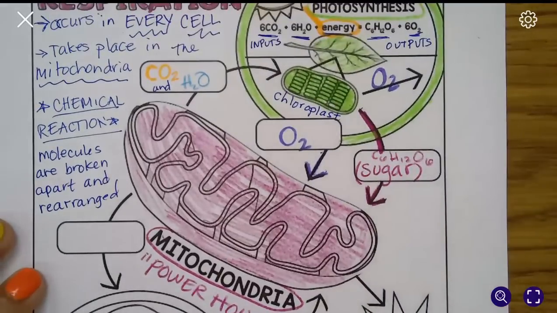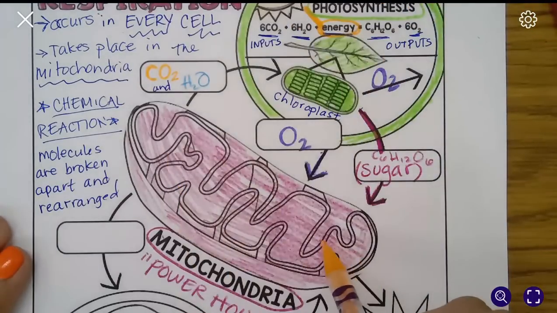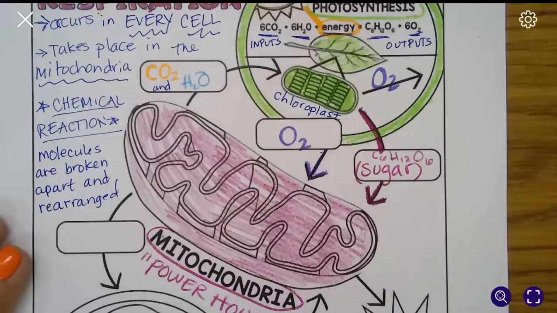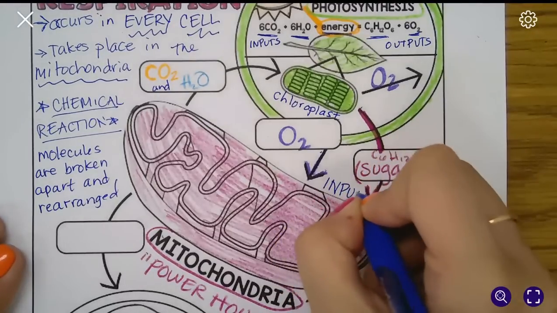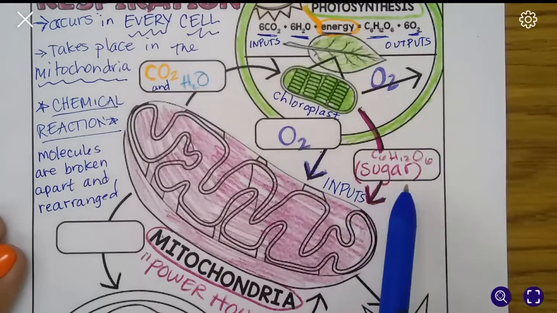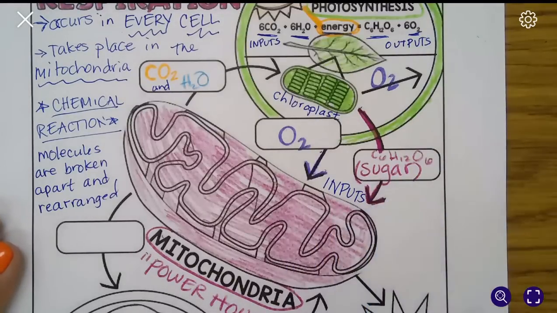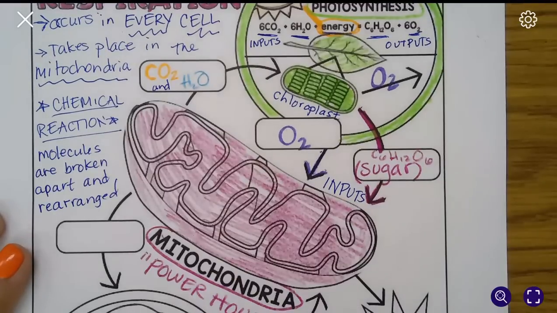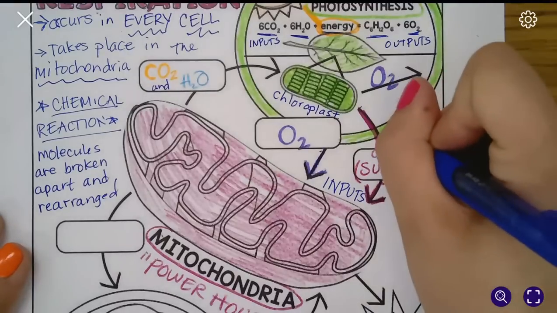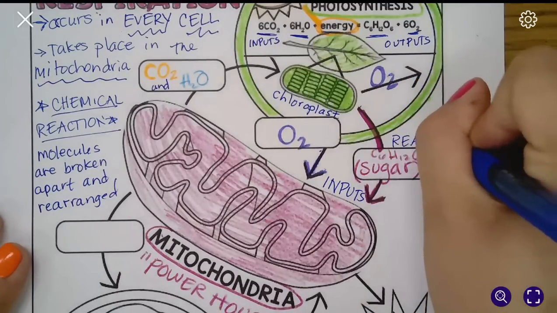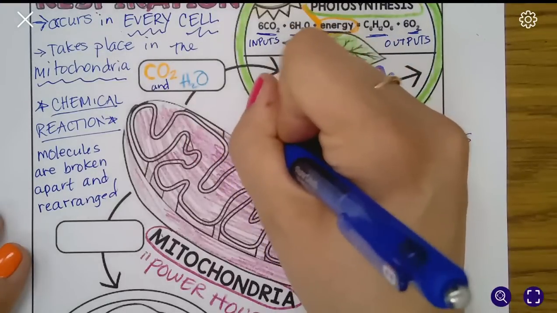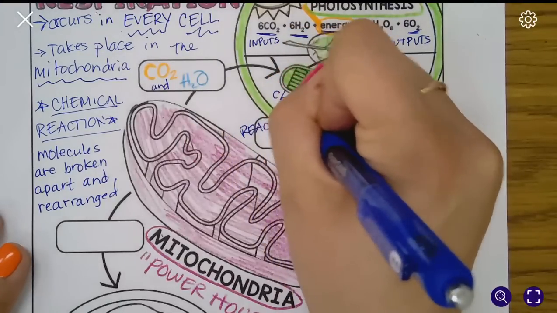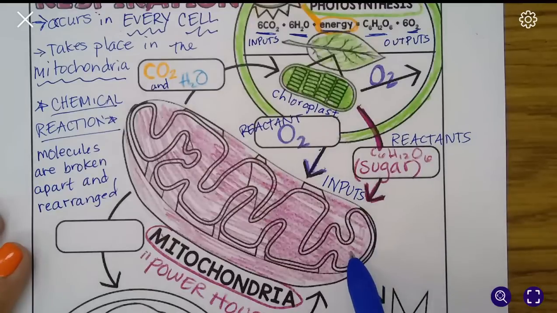And I have a chemical reaction occurring. So these are my inputs for cellular respiration, oxygen and sugar. All right. Because it is a chemical reaction, we can also call these reactants. So this is a reactant. Reactant. They're coming in. Okay.